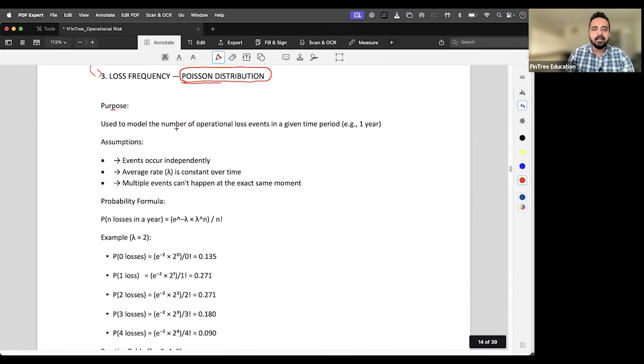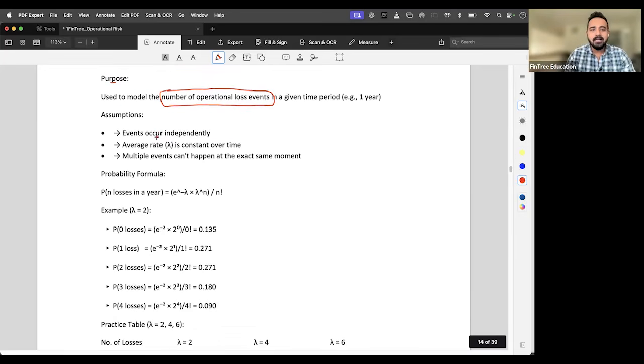What is the purpose? To figure out how many losses will I have this year. That's it. We want to figure out frequency. Frequency means kitne baar hoga. How many times will it happen? Once a year, twice a year, 10 times a year. Assumption: one event doesn't have anything to do with the next event. The events are independent. That's a basic assumption of the Poisson distribution.